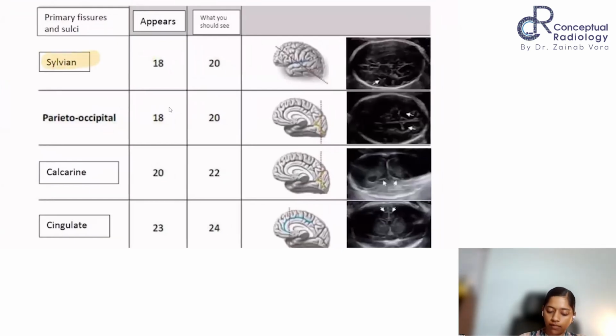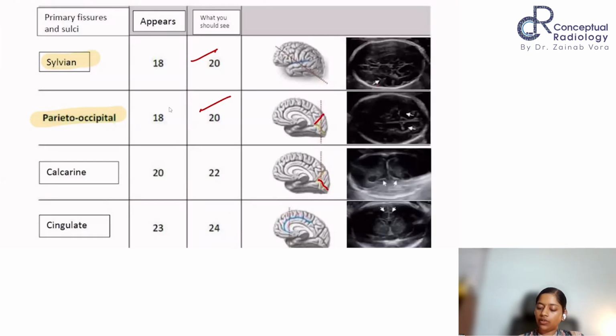So what are the primary fissures and sulci? First and foremost is Sylvian and parieto-occipital. These two should be seen at level 2. Now, when the female comes for well-being, you start focusing on the calcarine sulcus. Now, this is the calcarine sulcus. This is the parieto-occipital sulcus, separating the parietal lobe from the occipital. Sylvian separates the frontoparietal from the temporal. And then you have the cingulate sulcus, again 24 weeks.